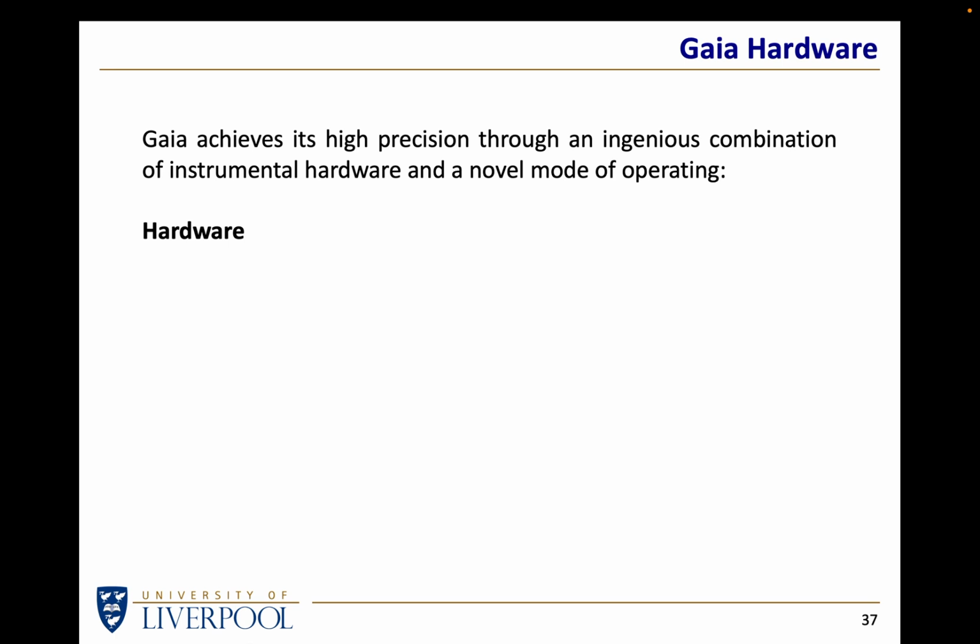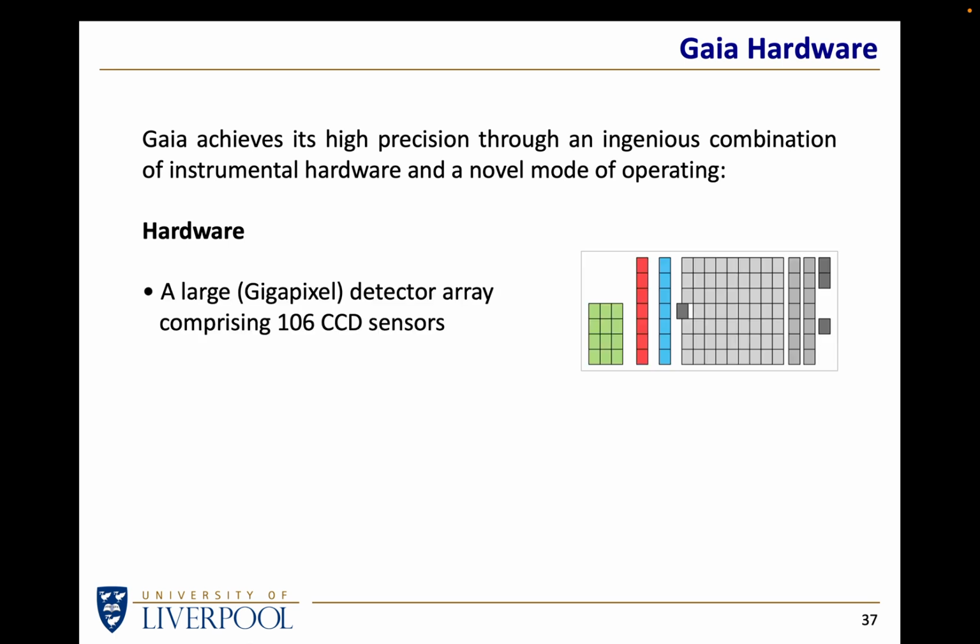So let's have a think about the hardware. Firstly, it has a very large detector. The detector is an array of about 100 or so CCD sensors, each of which is 9 megapixels, making a total of the best part of a gigapixel. It's about 900 megapixels in total in this CCD array made at E2V in the UK.